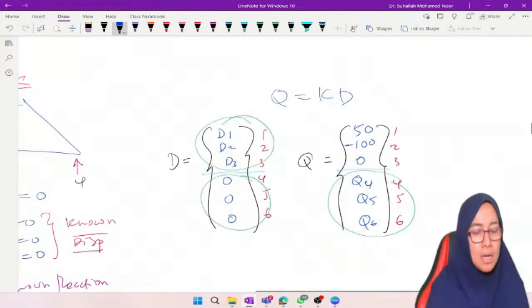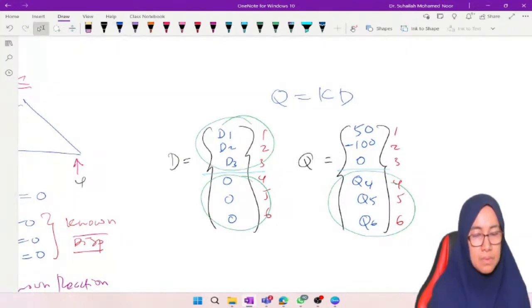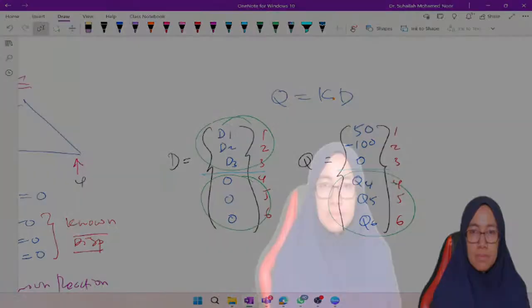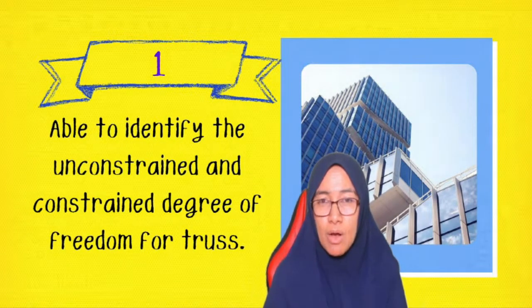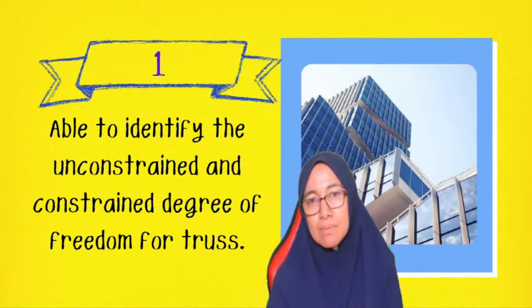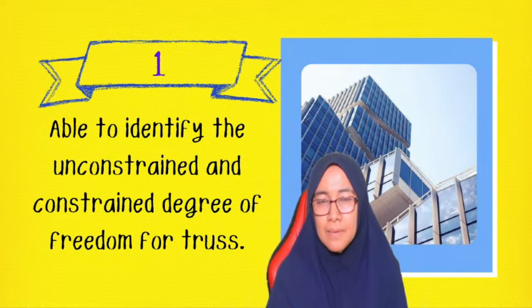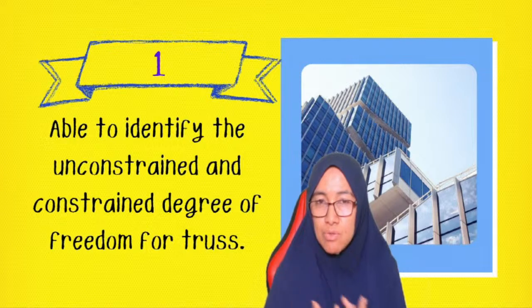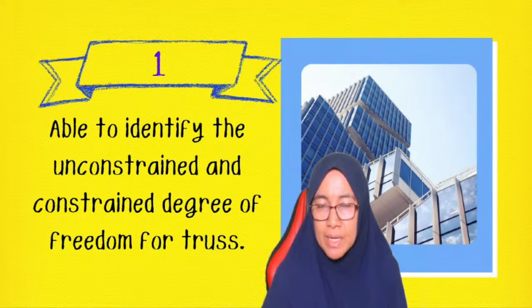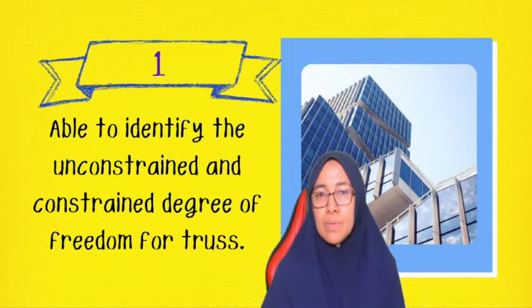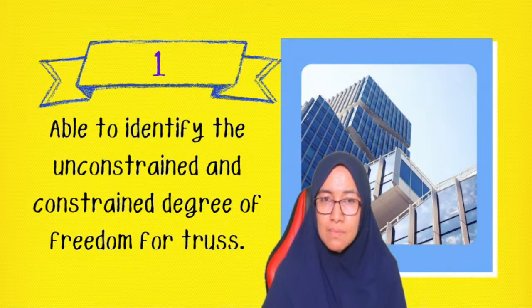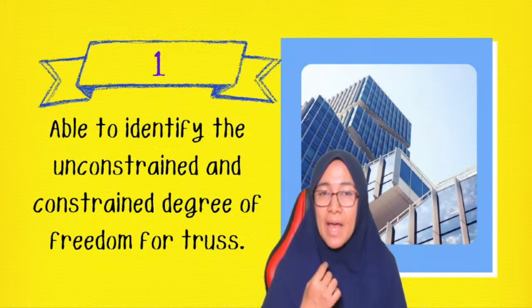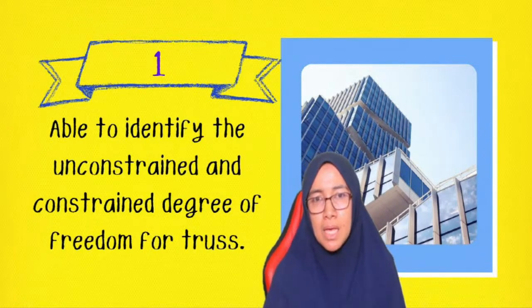That is unconstrained degree of freedom and constrained degree of freedom. We have to understand the terms very well. We should be able to translate it into the diagram. We have to label the degree of freedom according to unconstrained and constrained system, because at the end of analysis, we will determine unknown displacement in unconstrained system, and unknown reaction in constrained system.